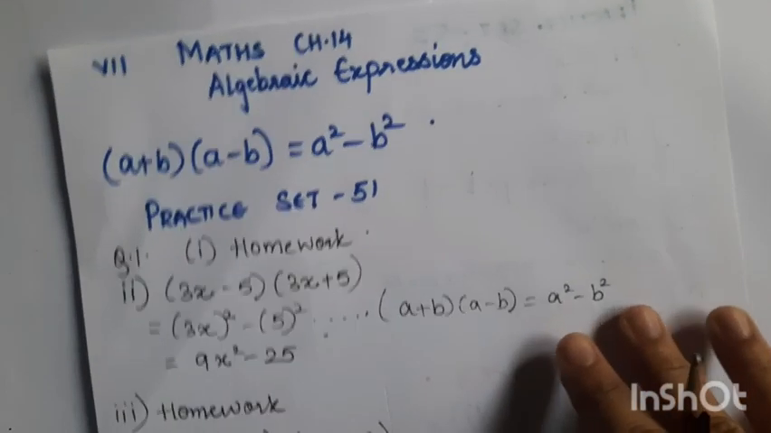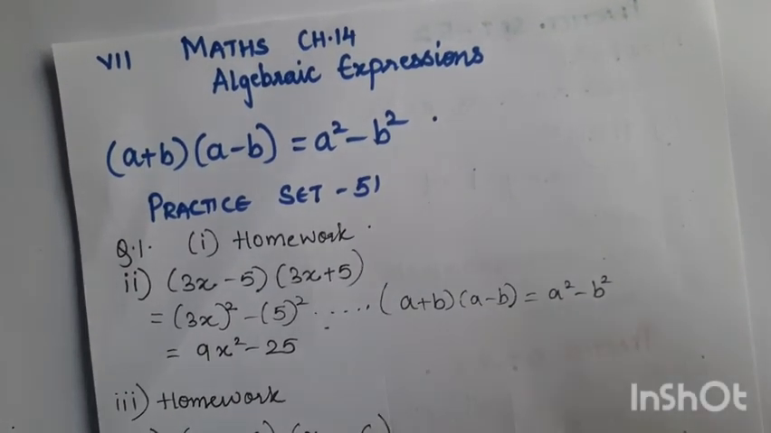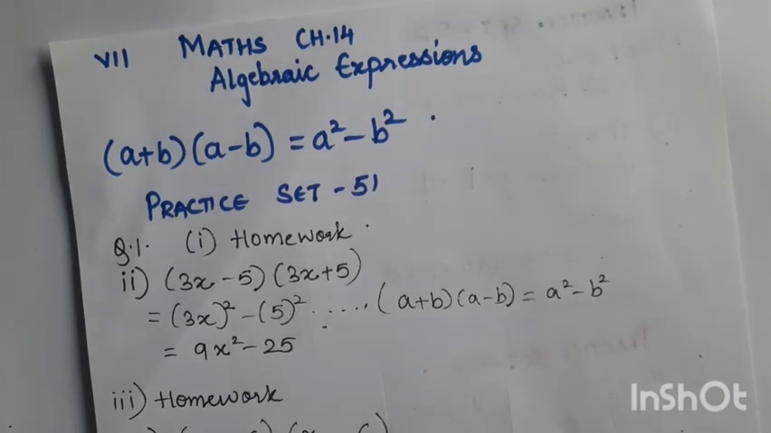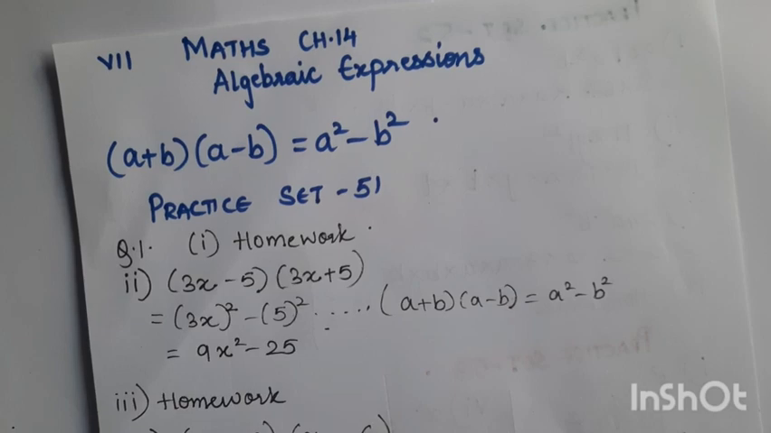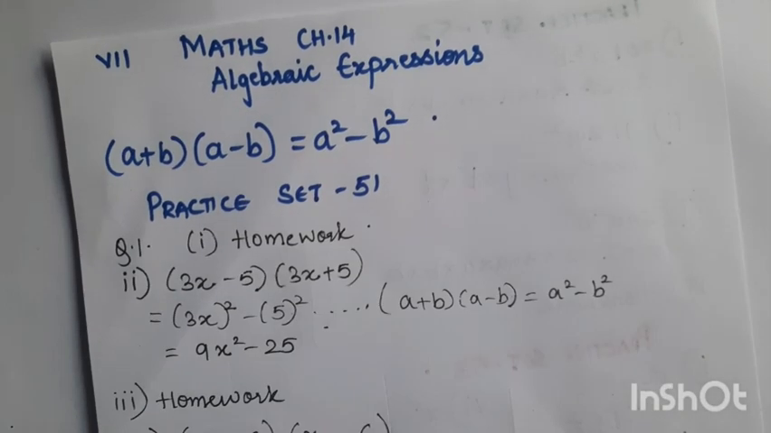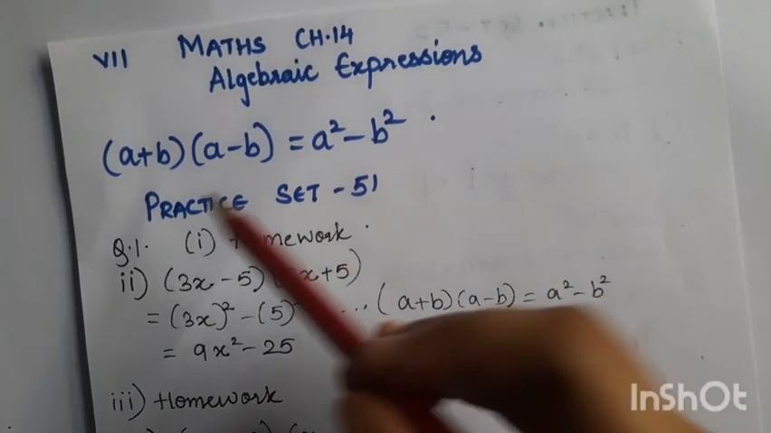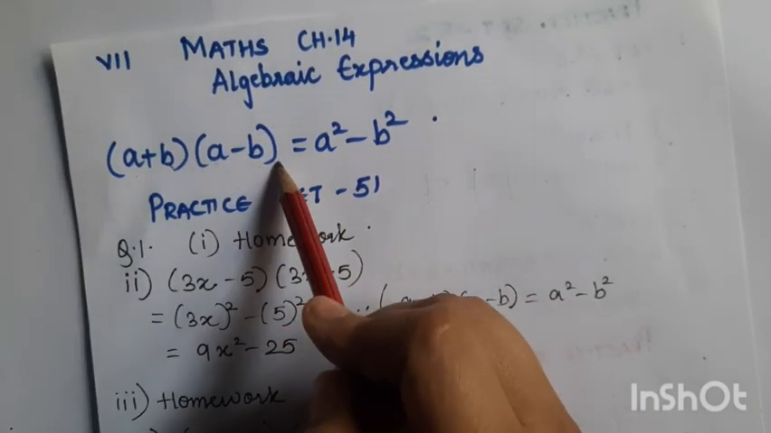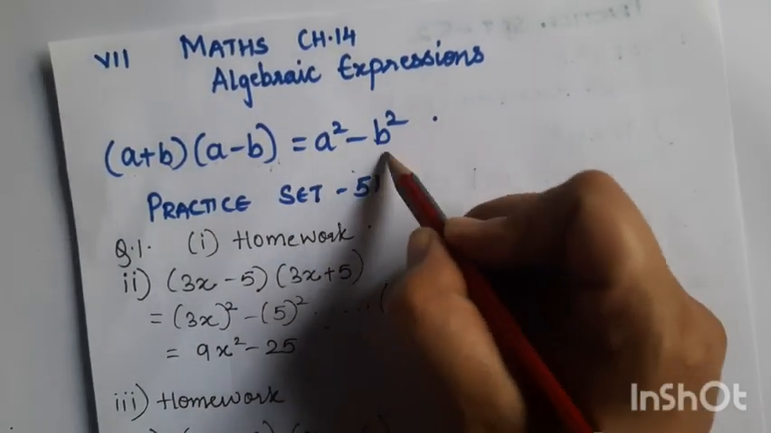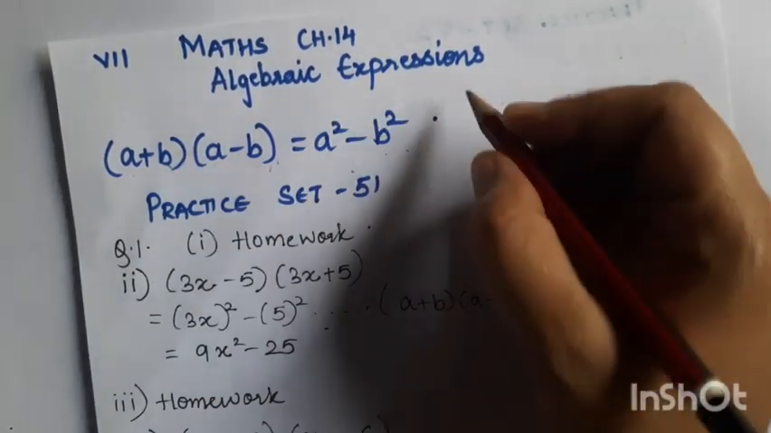Hello children, chapter number 14, algebraic expression. We shall continue with the topic. Now let's see the expansion of (a + b)(a - b). The formula for (a + b) into (a - b) is equal to a square minus b square. So how do we get this formula?